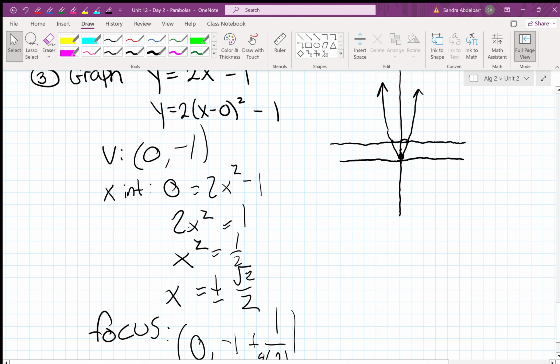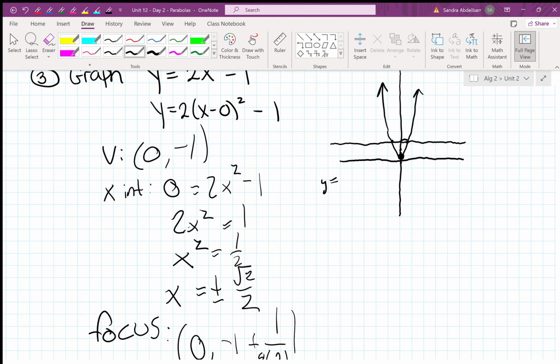You drew a line. That's the directrix. The focus is the point above it. Oh wait, no, okay. The focus is above it. So this is 1/8 plus 1, which is 9/8. So this is like y = 9/8.